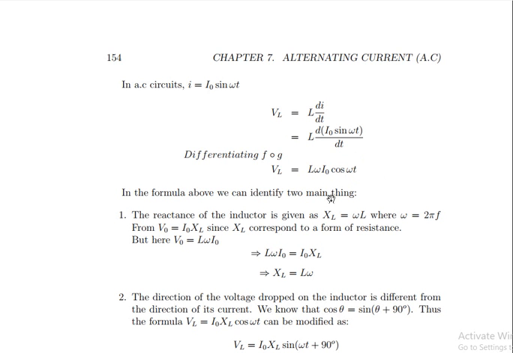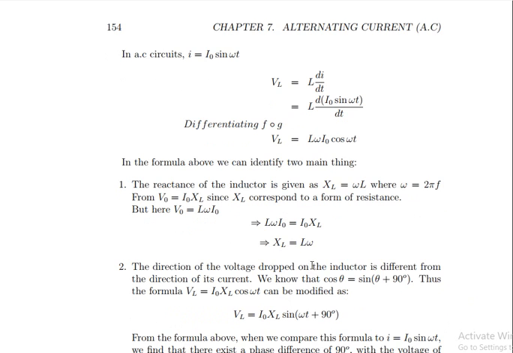So from this equation here, we can sort out two main things. We need to know that L omega I0 first is equal to V0. So V0 is given as I0 XL. And this I0 XL is also going to be equal to L omega I0. It implies that the reactance of the inductor is going to be equal to the inductance times the angular velocity of the alternating current, omega.